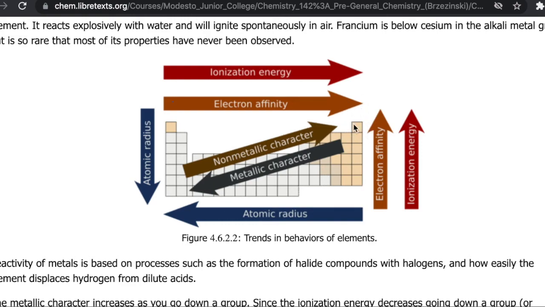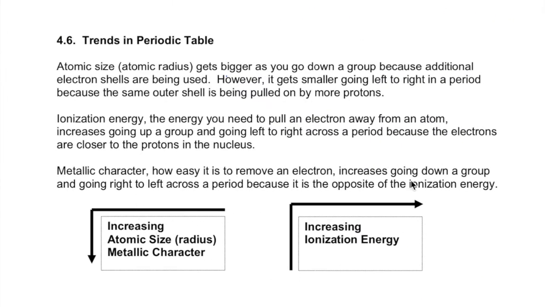The note packet doesn't have as colorful a chart as your Chem Libre text does, but hopefully it's a little bit easy to tell what I'm saying here. Going from right to left on the periodic table and going down the periodic table, you see an increase in atomic size and also an increase in metallic character.